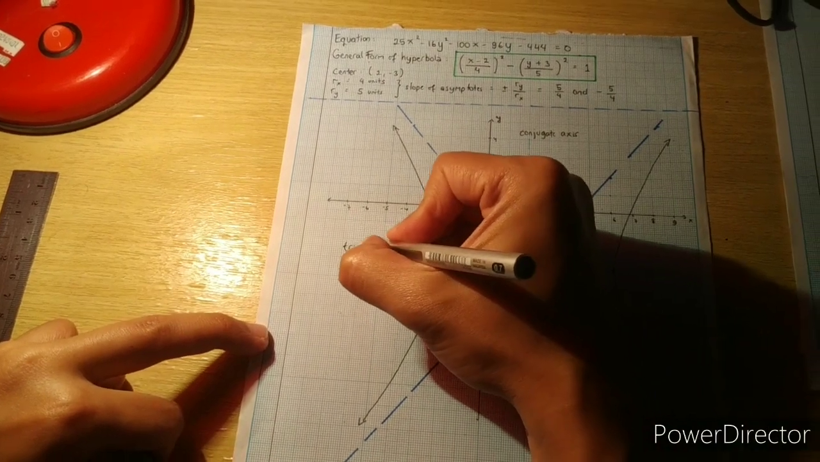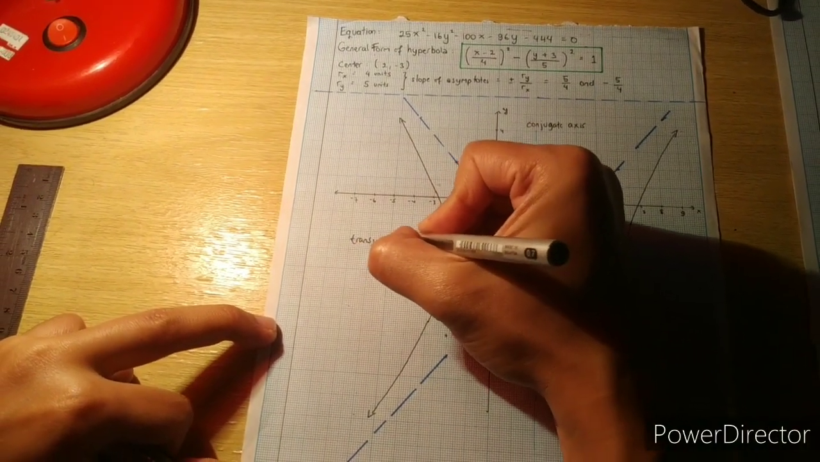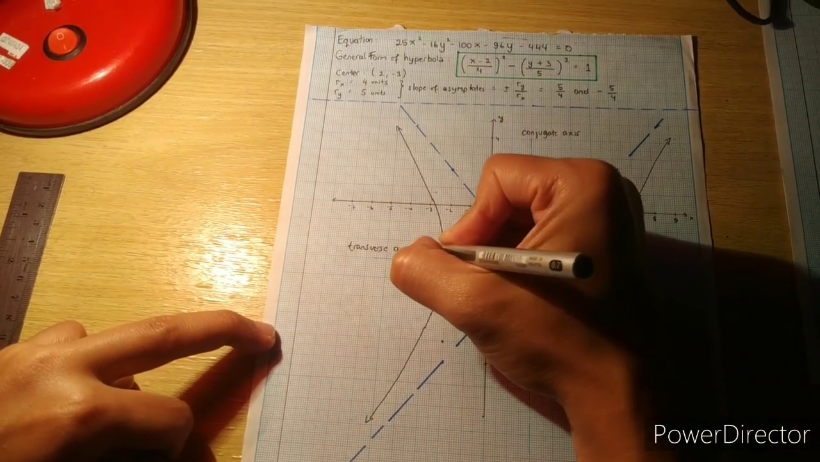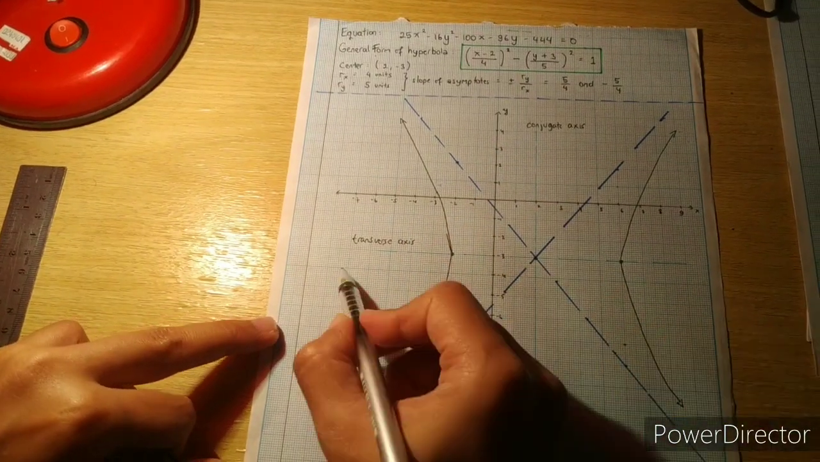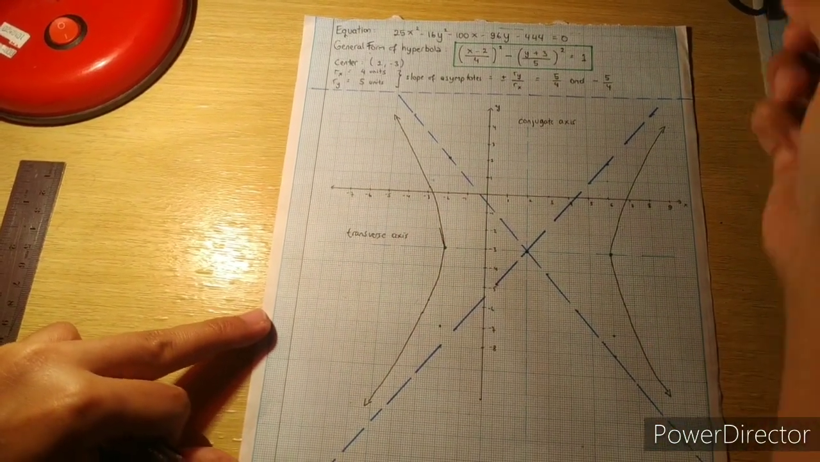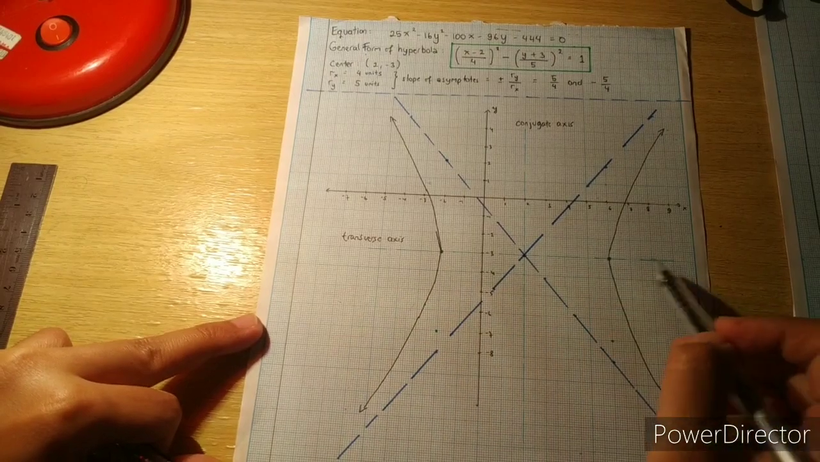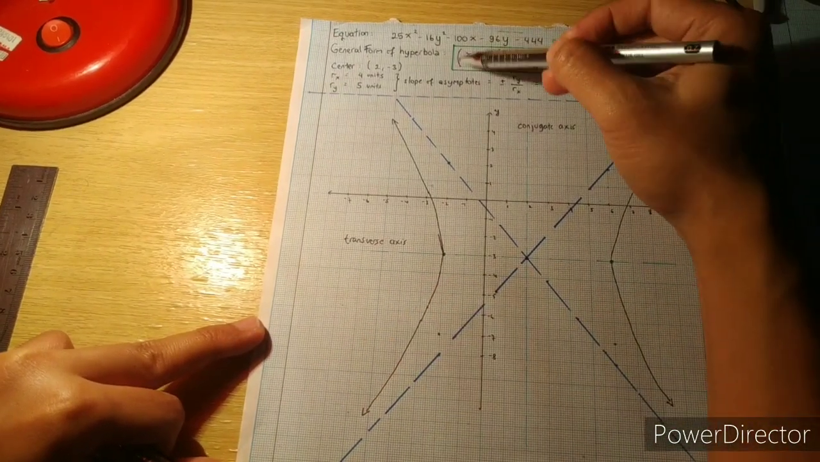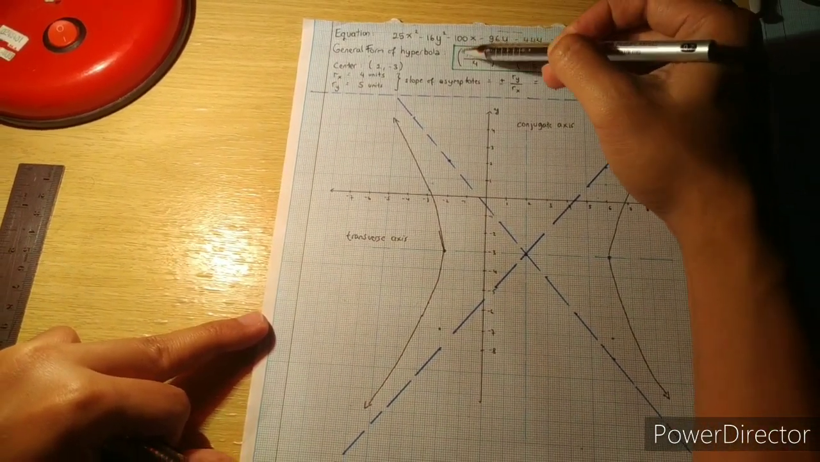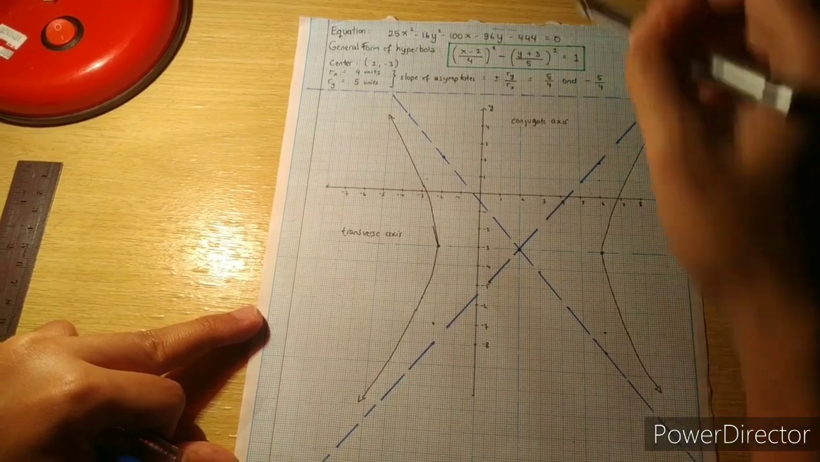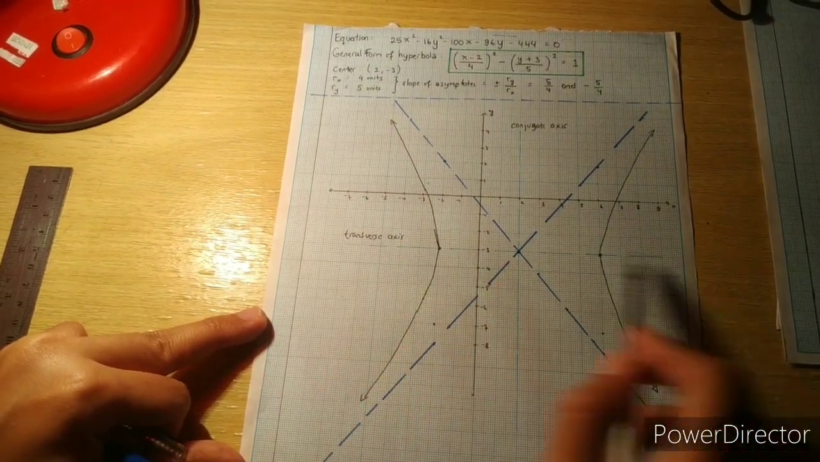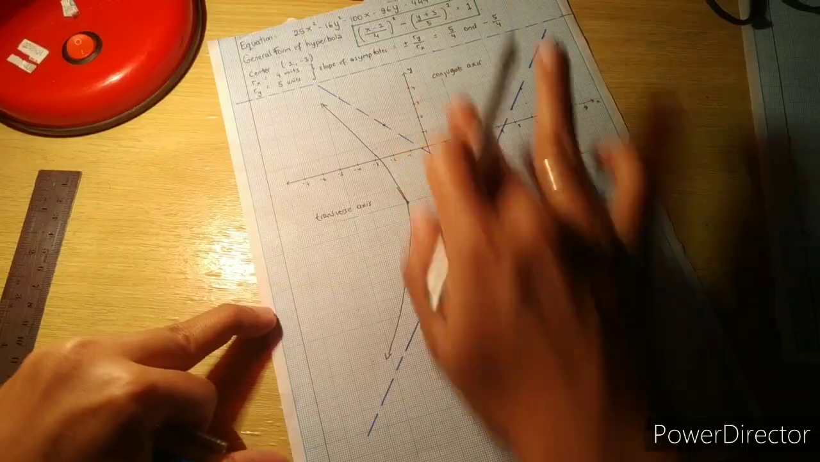And the transverse axis, this is the horizontal. Why? Because the transverse axis always refers to the positive fraction. So the positive fraction belongs to the x. It means the x is the transverse axis, not the y.